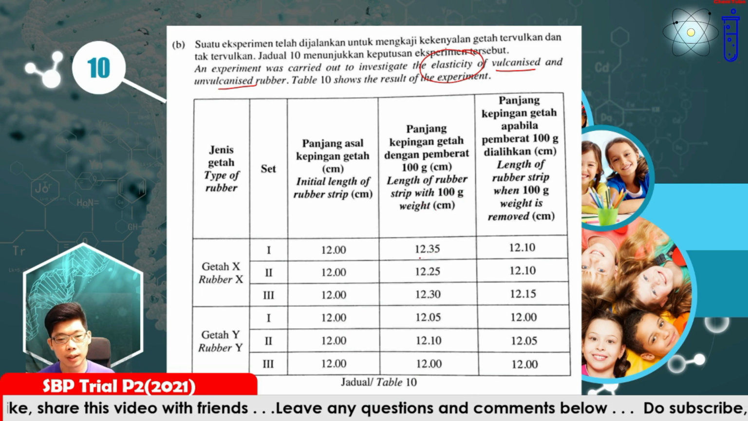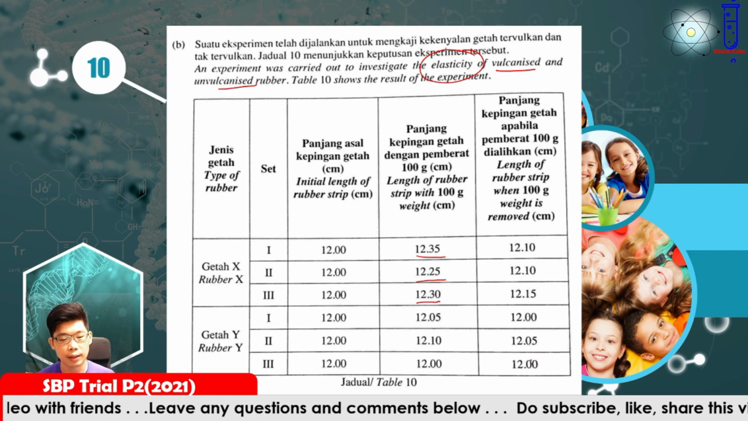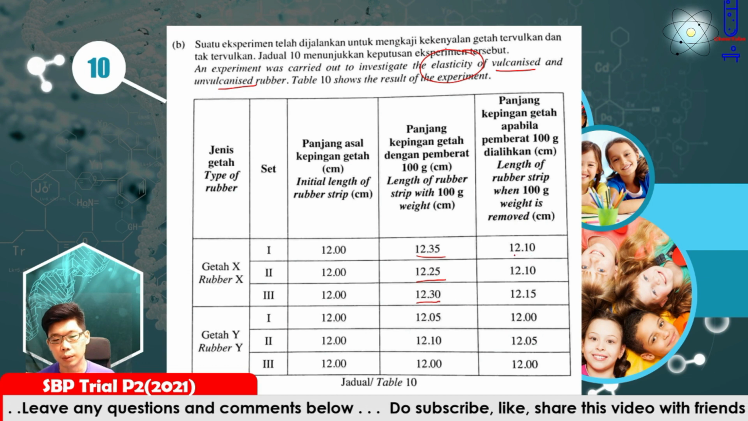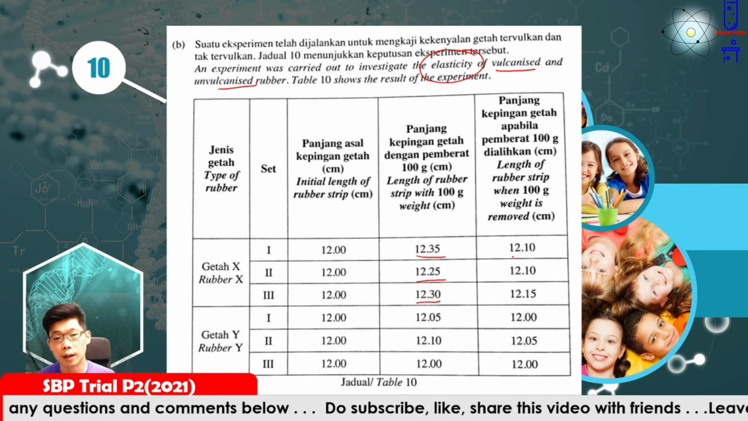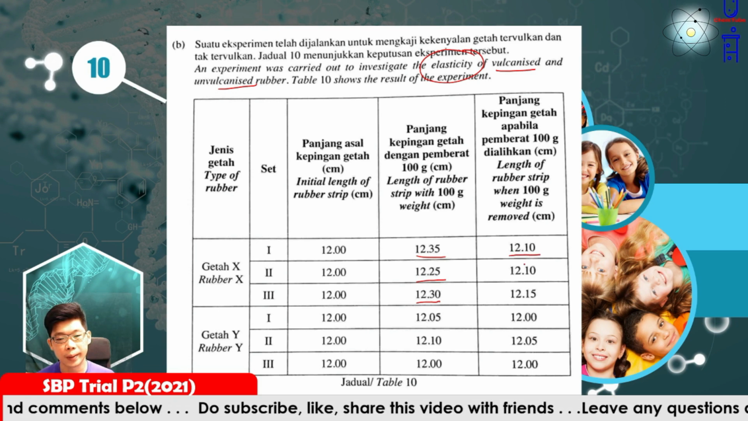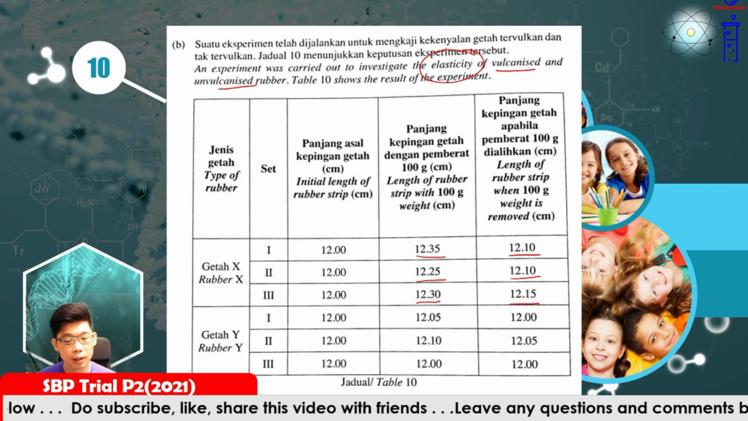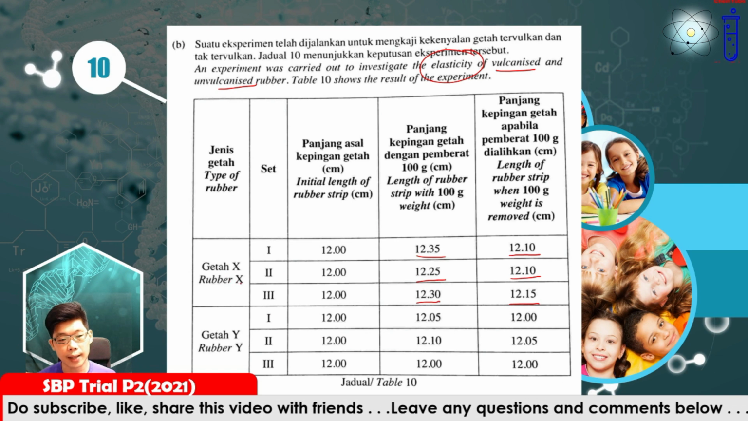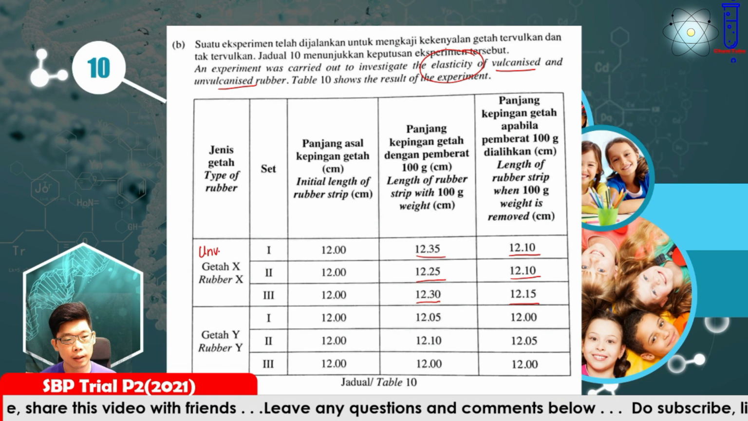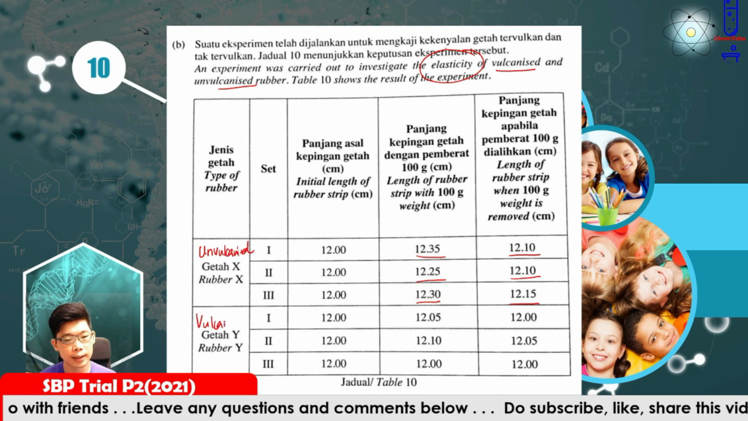So you can see first set 12.35, set 2 12.25, set 3 12.30. Then when the weight is removed, we can see the length. Will it go back to the original length or not? No: 12.10, 12.10, 12.15. So meaning that rubber X, if compared to rubber Y, should be unvulcanized rubber. This one should be vulcanized.